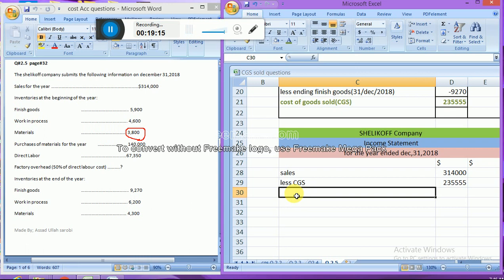So we have a formula: sales minus cost is equal to what? Gross income. And when it is positive, like here, sales is more than cost, so that is also called gross profit.